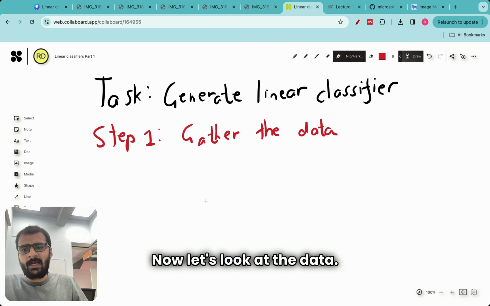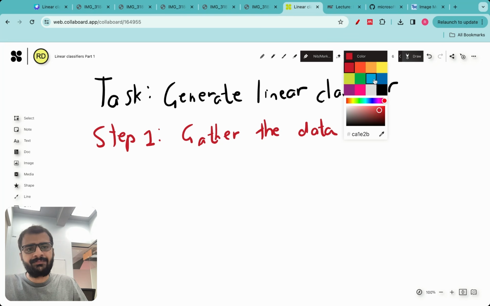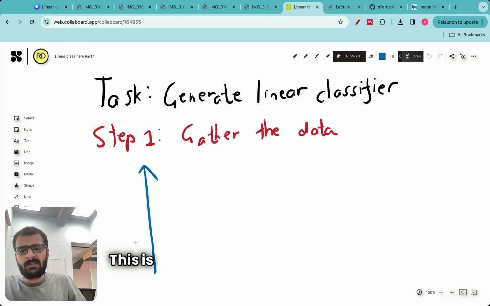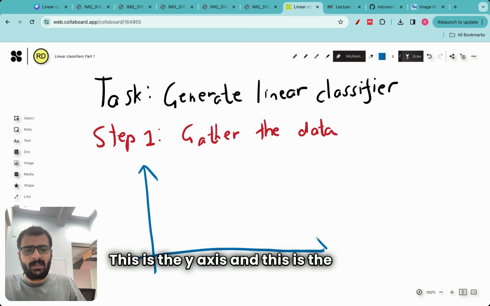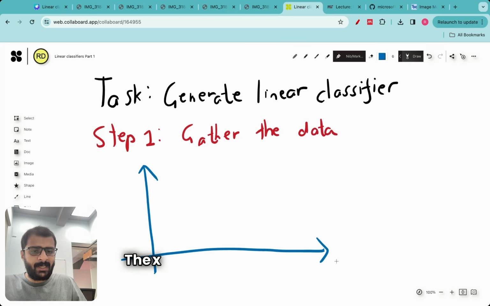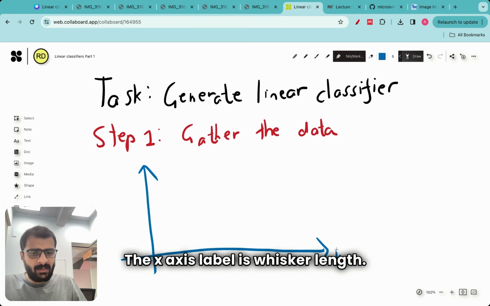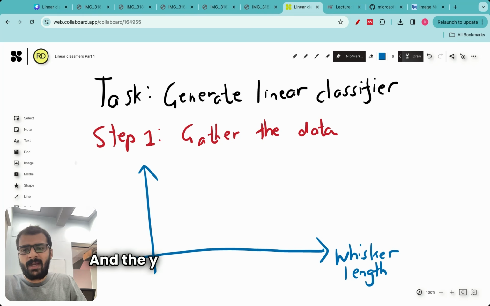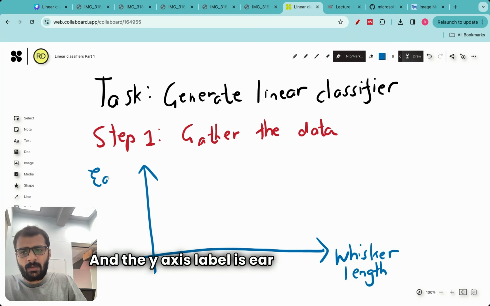Now let's look at the data. I'm going to plot the data here. The data looks something like this. This is the y-axis and this is the x-axis. The x-axis label is whisker length. And the y-axis label is ear flappiness index.